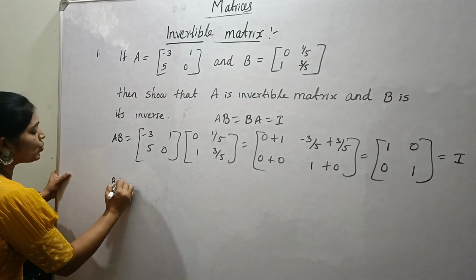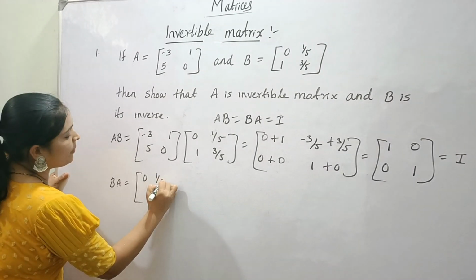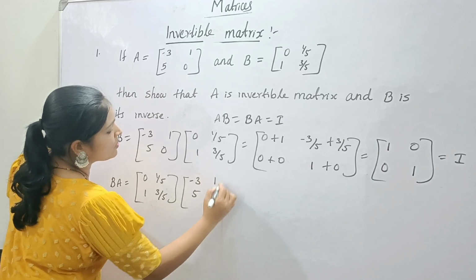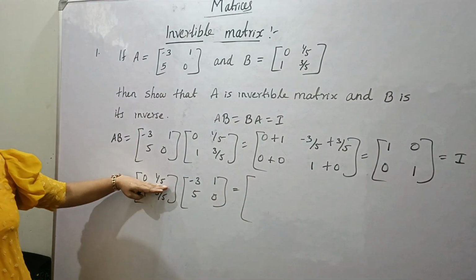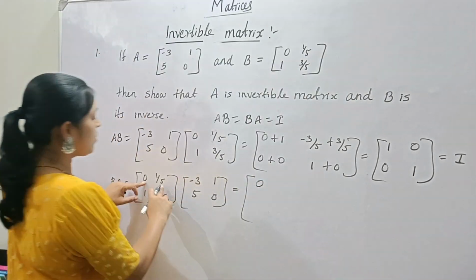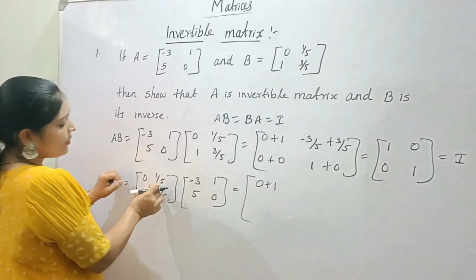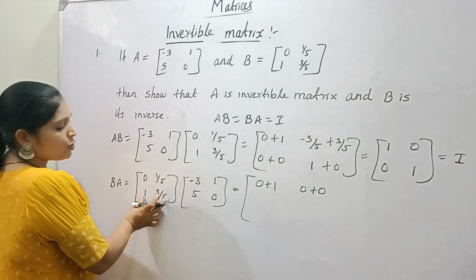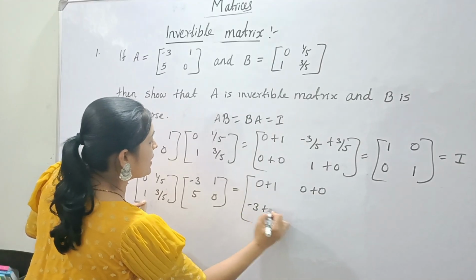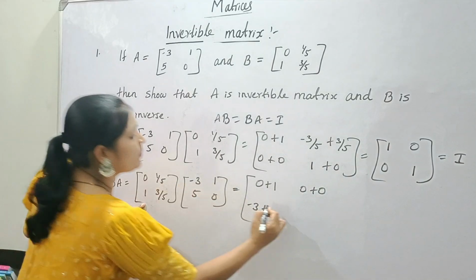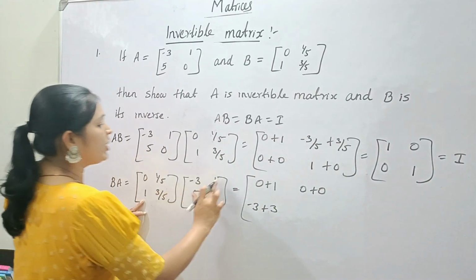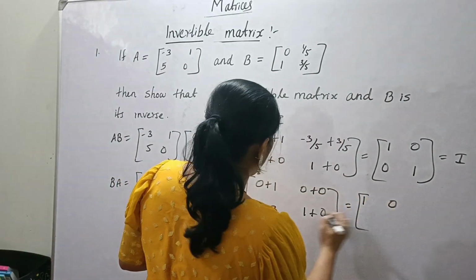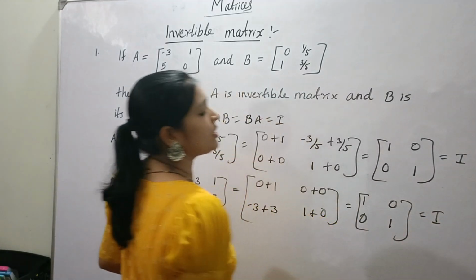It is an identity matrix of order 2. Next we will find B into A. [0, 1/5; 1, 3/5] into [-3, 1; 5, 0]. That is equal to, first row multiplied with the first column: 0 into minus 3, 0, plus 1 by 5 into 5, 1. First row multiplied with the second column: 0 into 1, 0, plus 0. Second row multiplied with the first column: minus 3 plus 3 by 5 into 5, 5 cancelled, so plus 3. Second row multiplied with the second column: 1 into 1, 1, plus 3 by 5 into 0, 0. That is equal to 1, 0, 0, 1. It's also an identity matrix of order 2.